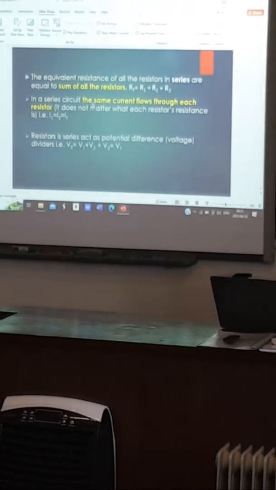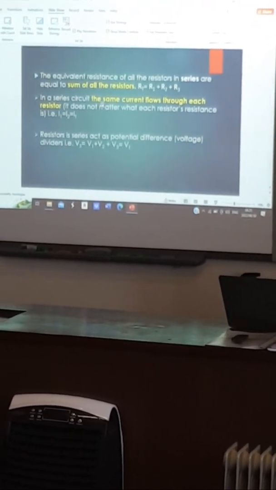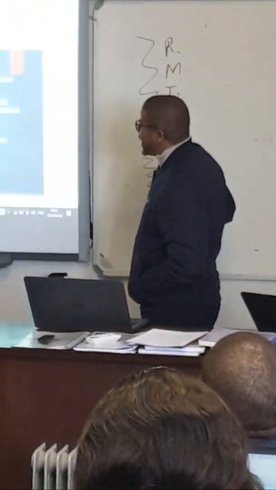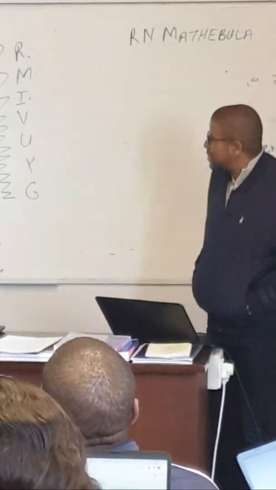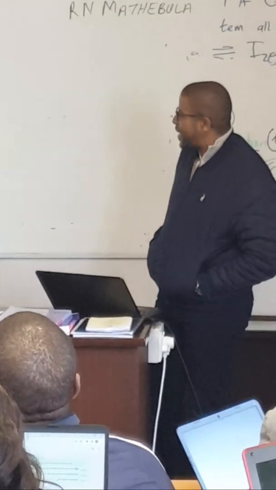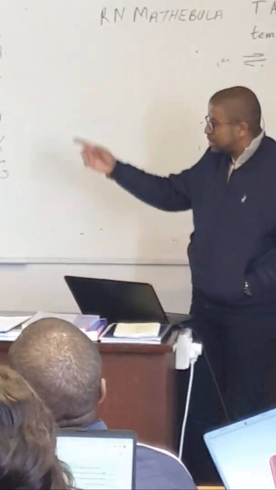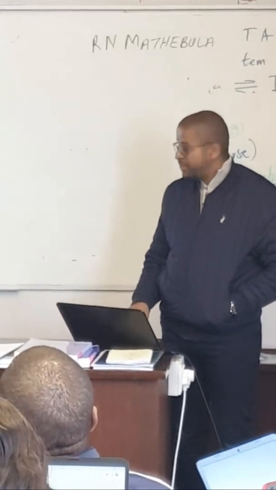Firstly, how do you calculate the total resistance? They are in series, we just add them up. We illustrated that they have the same current, hence the yellow. So resistors in series have the same current going through each resistor, and the potential difference is divided. That is the last point. This again relates to this diagram, which we got from the textbook.